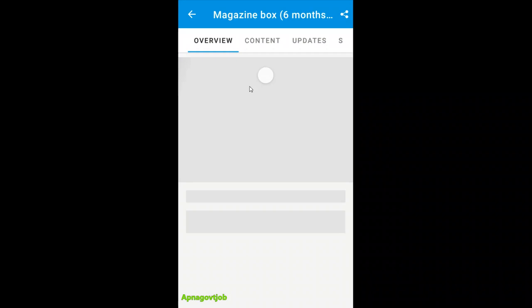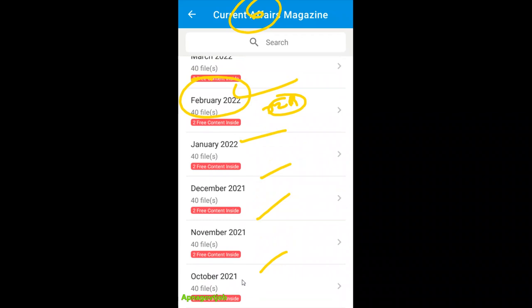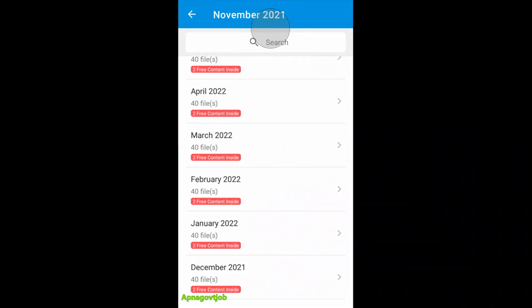Now the most important thing is from which month to which month you should refer for your NMDC. So refer to at least the last 6 months. Your exam is in April, so the full April month, till 20 April, then March, February, January, December, November, October. At least from October to April you should refer to all the current affairs.